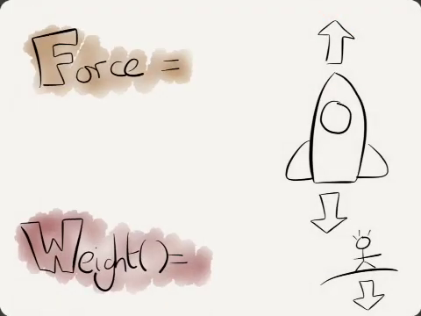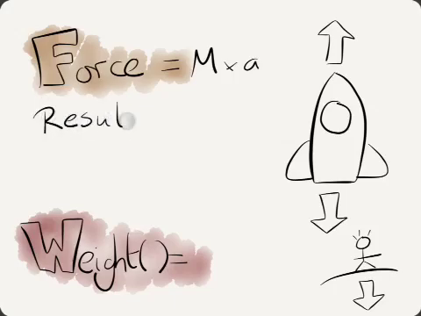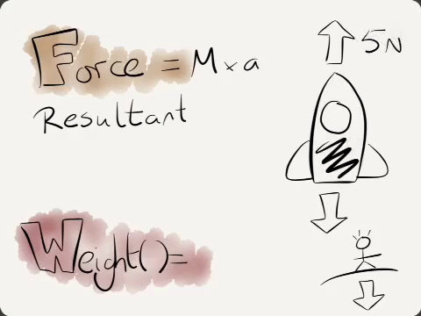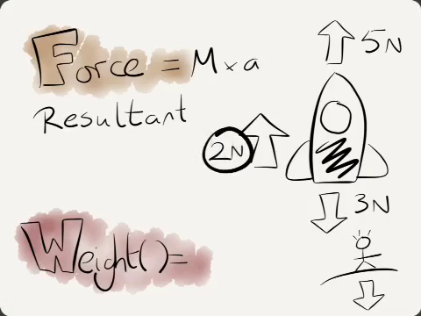Next, force. We've got that old equation, mass times acceleration, and we get this idea of resultant force. So a typical question might be something like this rocket. We might have 5 newtons heading up, 3 newtons in weight, and what we've in fact got then is a resultant force of just 2. And it's this number that we would be plugging in if we were calculating mass or acceleration. This is the force we would use.